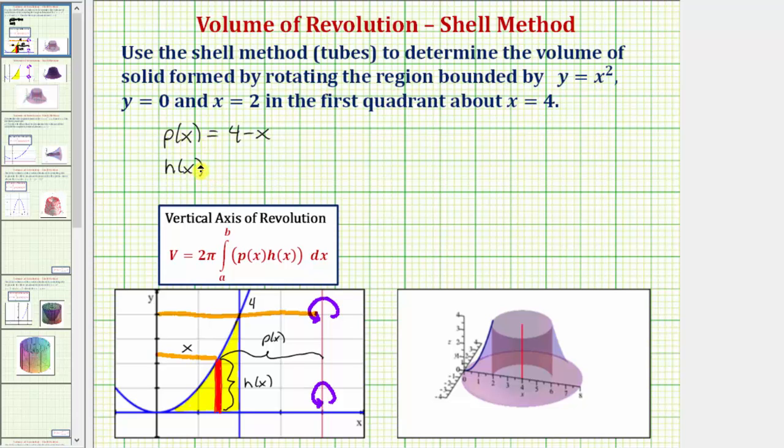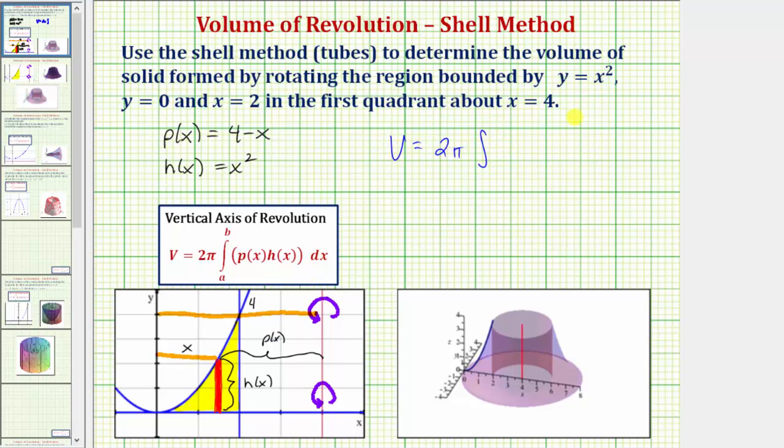h of x is much more straightforward. Notice how the height of the rectangle is from the x-axis to the corresponding point on y equals x squared, and therefore this vertical length y is equal to x squared. So h of x equals x squared. This is all we need in order to set up the integral to find the volume of the solid using the shell method. The volume V is equal to 2 pi times the integral.